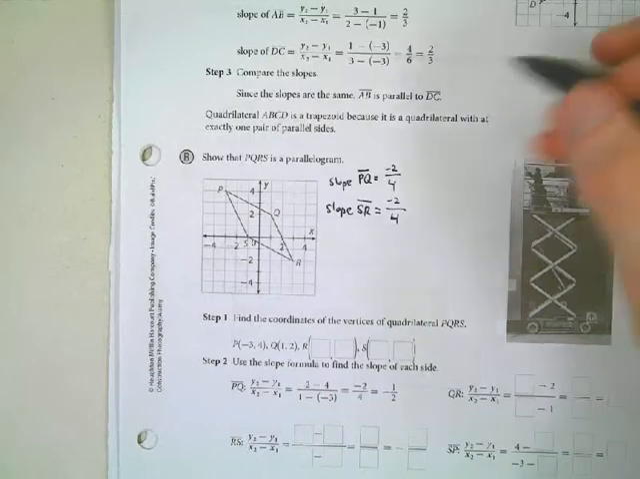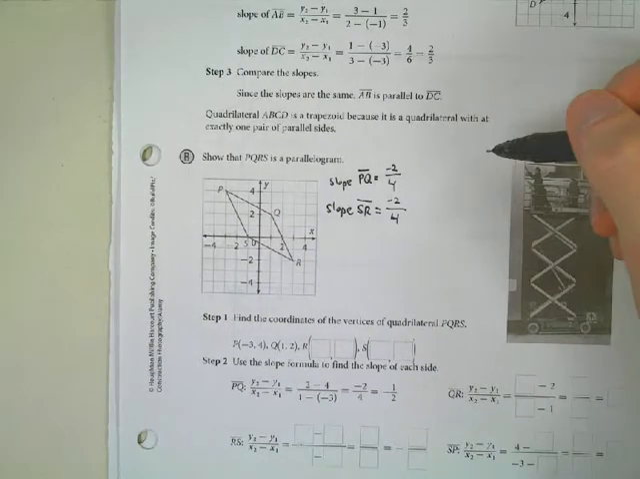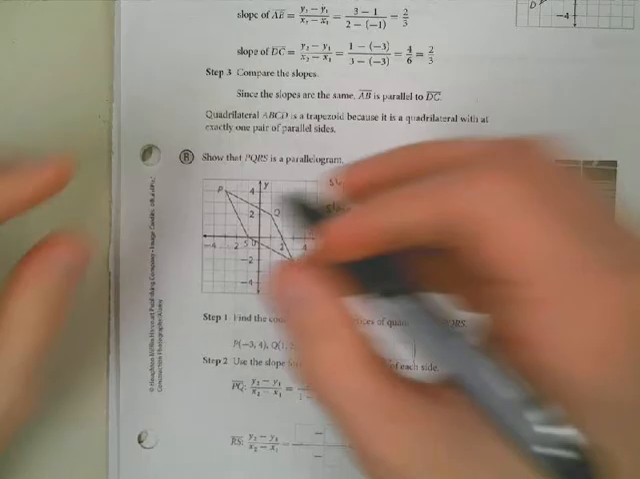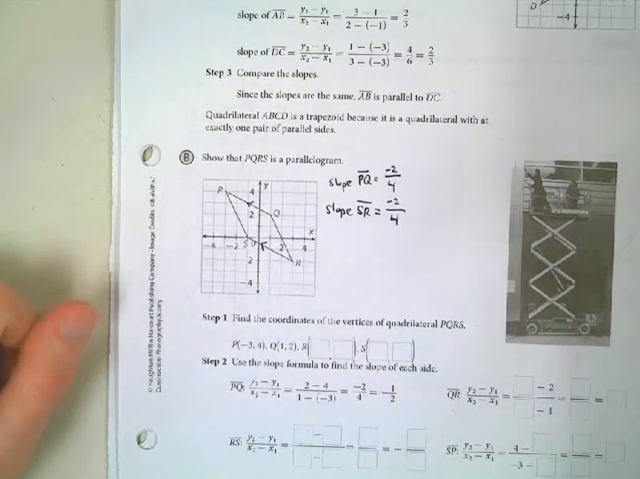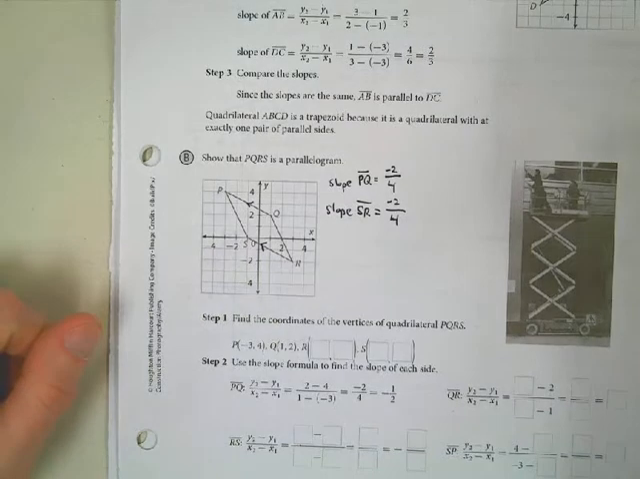Okay, so are those two slopes the same? They are, right? So that means these two sides are parallel. You can mark that in there. Yes? Well, I don't understand why you don't do PS and PR. Right, so great question.